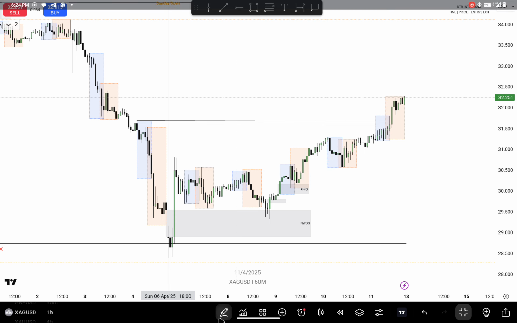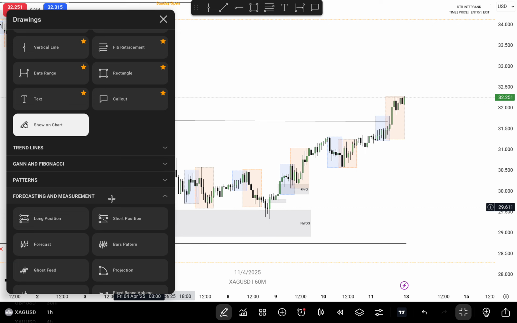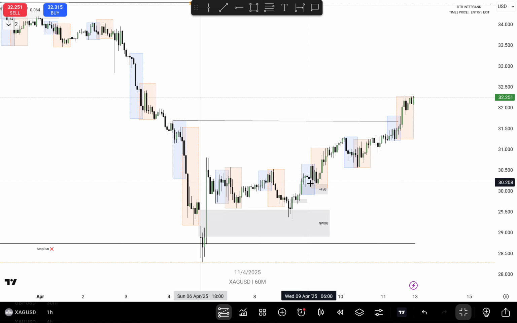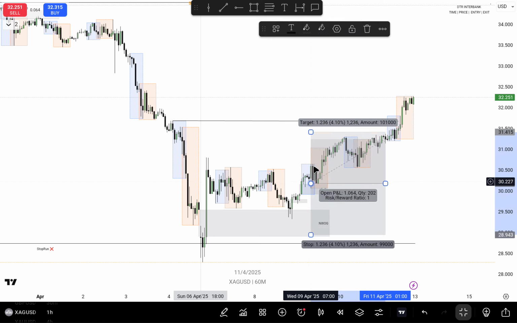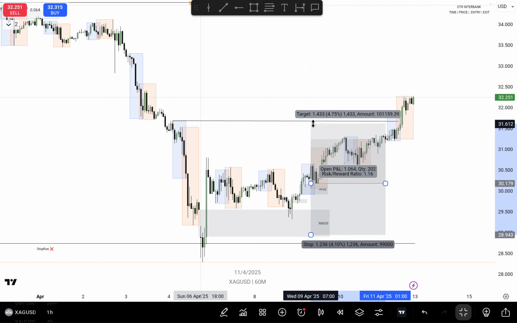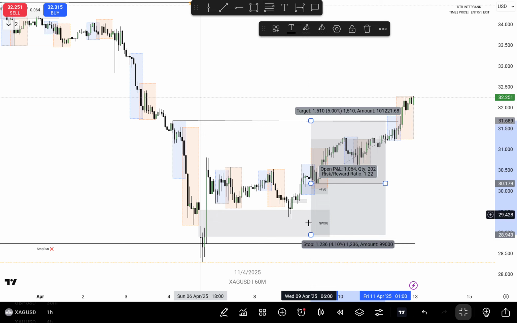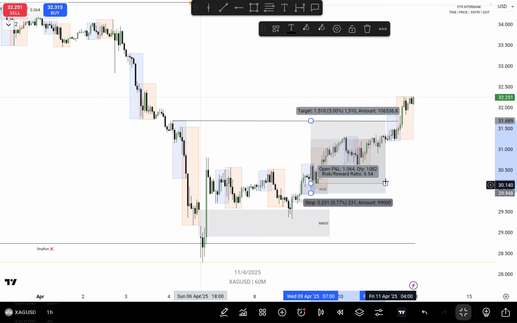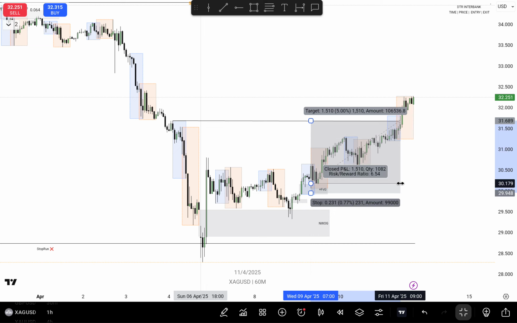Let's just visualize how this is. Long position. Let's say you get in around here. The target is here. Your stop loss should be below this candle, this candle's low right here. And then this is your trade. You feel me?